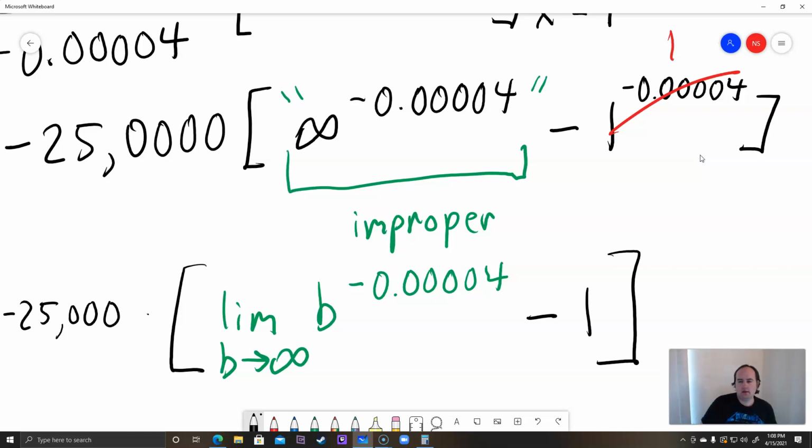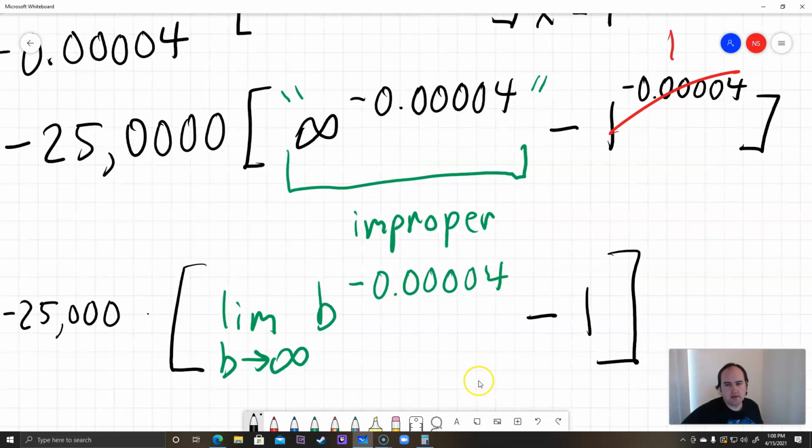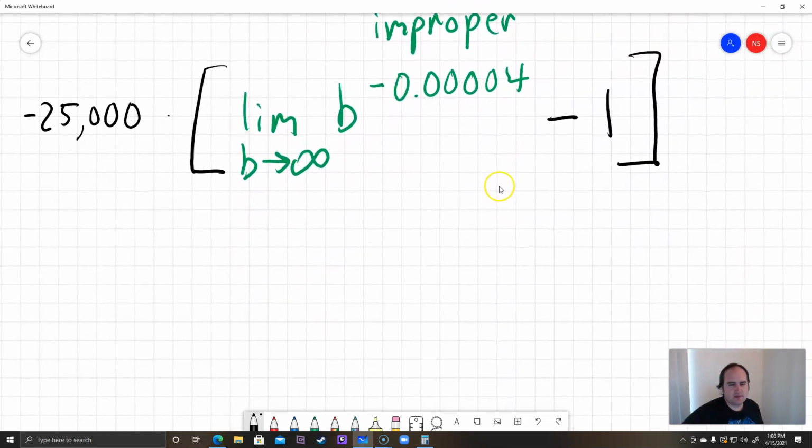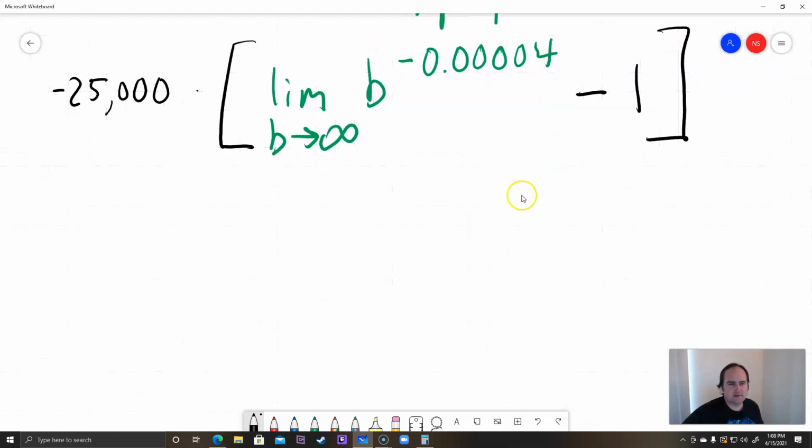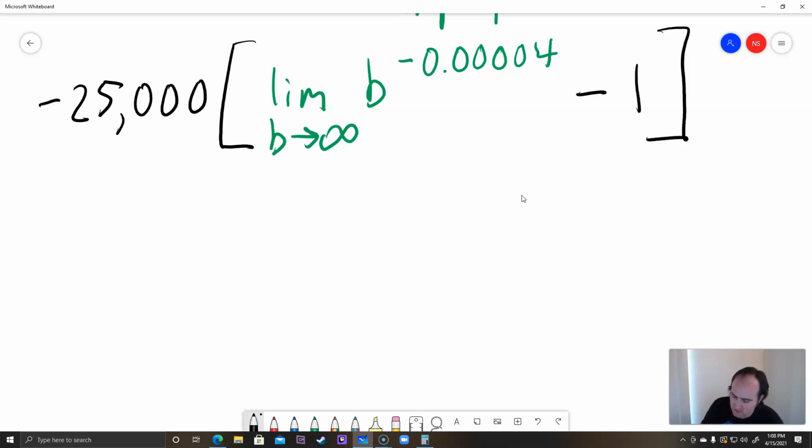Okay, so this problem is kind of interesting. It's actually not that difficult, but it's a little bit technical. I guess it's got a lot of technical things going on here. Okay, so we still have a negative 25,000 out here. And then now we need to do this limit.